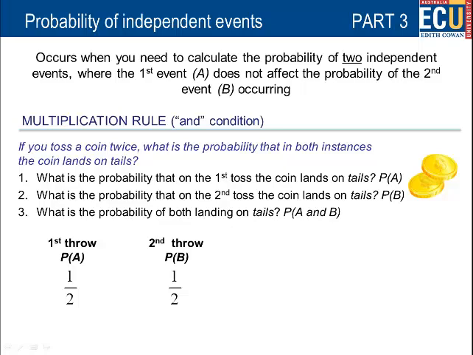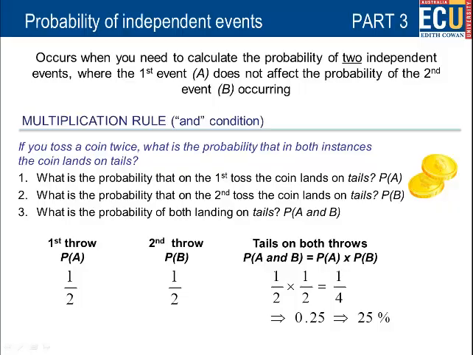Now we need to look at what is the probability of landing on tails on the first throw and the second throw. So what is the probability of A and B occurring? To arrive at your solution, we need to multiply the first probability by the second probability. So 1/2 multiplied by 1/2. And this equals 1/4, because we multiply the two numerators together and then we multiply the two denominators together. So 1 multiplied by 1 equals 1, and 2 multiplied by 2 equals 4.